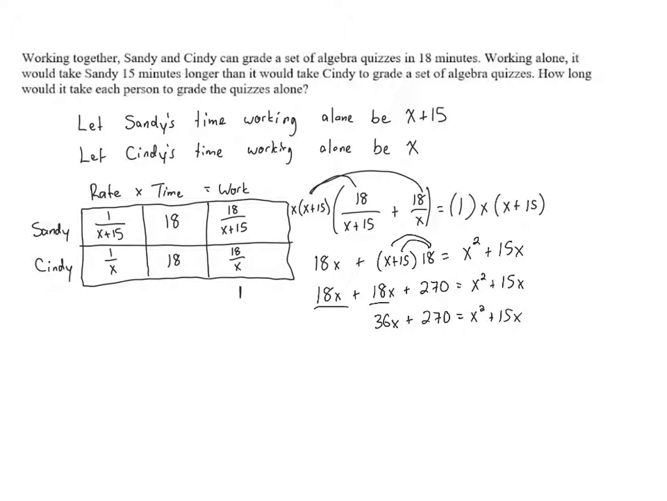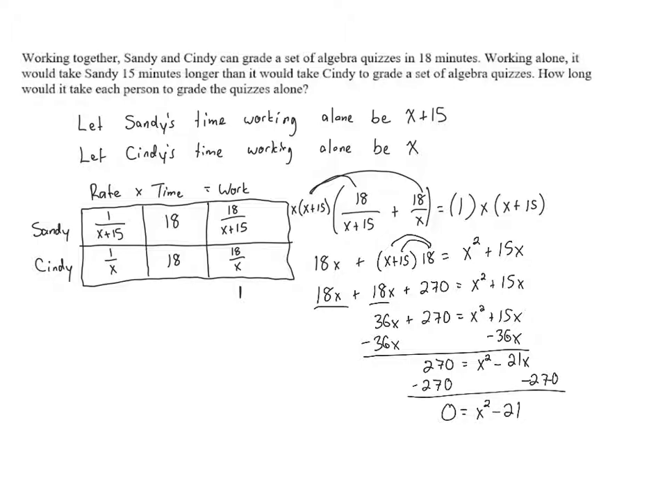Now we have an X squared here, so this isn't a linear equation. It's a polynomial equation. And the way that we solve those is by getting all the terms on the same side so that we can use the zero factor property. So we're going to subtract 36X on both sides. That leaves us with 270 equals X squared minus 21X. And then we're going to subtract 270 from both sides, giving us 0 equals X squared minus 21X minus 270.